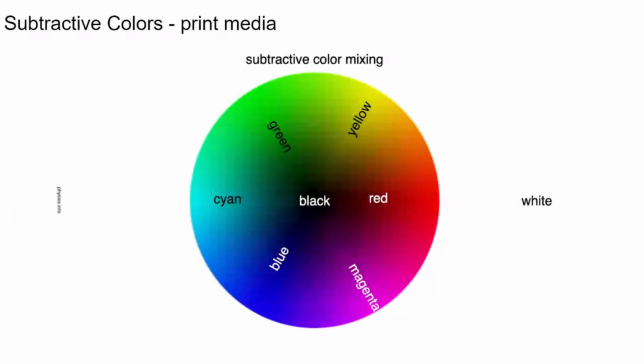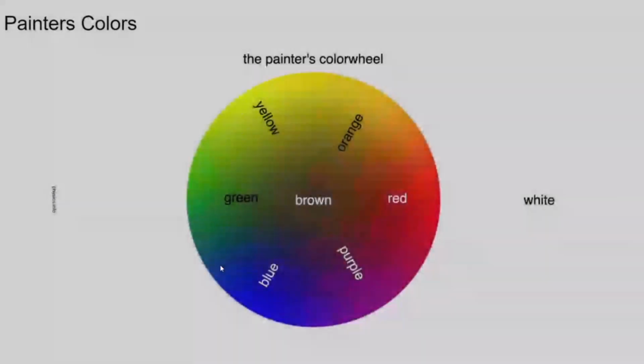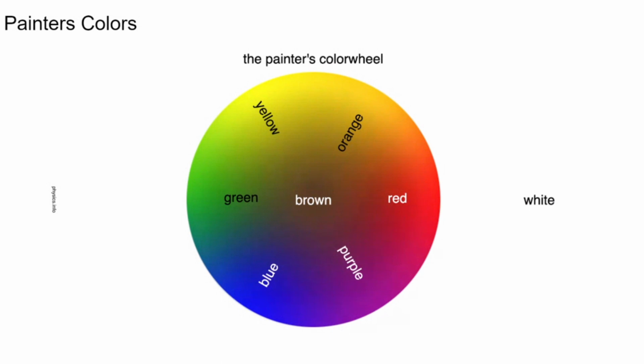Conversely, on print media, you start with white, which is a blank page. And when you mix all of the colors together, you get black. Usually, print media uses the primary colors cyan, magenta, and yellow to get every other color. So in school, I was taught that the primary colors were red, yellow, and blue. So this is what paint generally looks like. And you can see that these colors do not mix to get black at all.